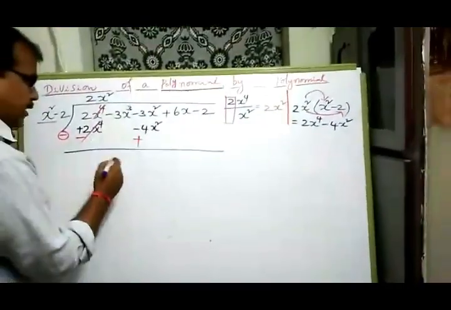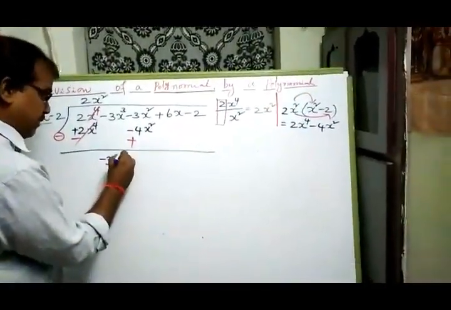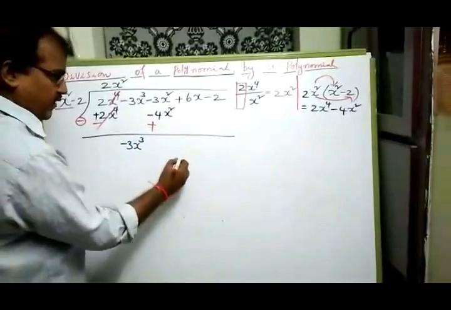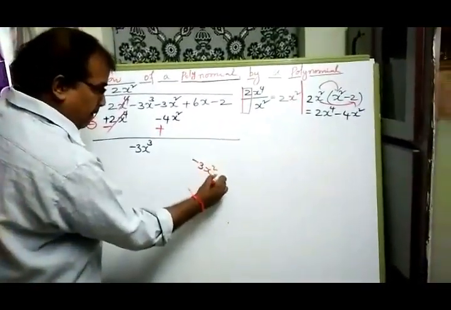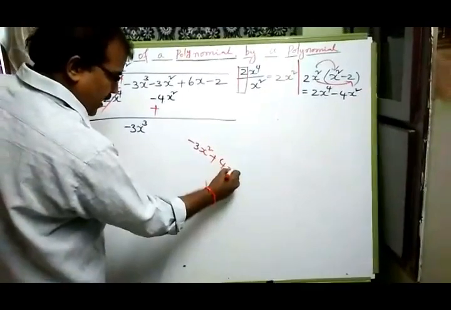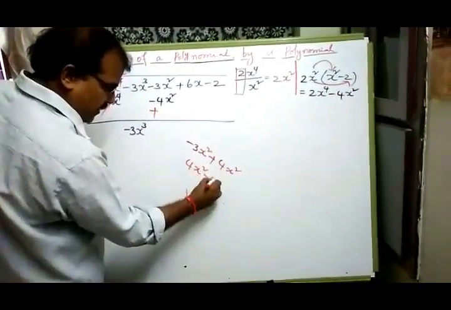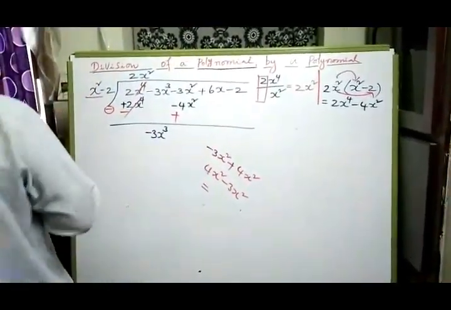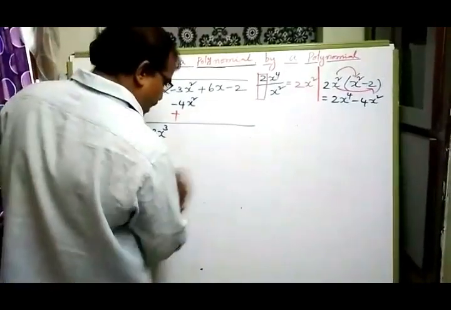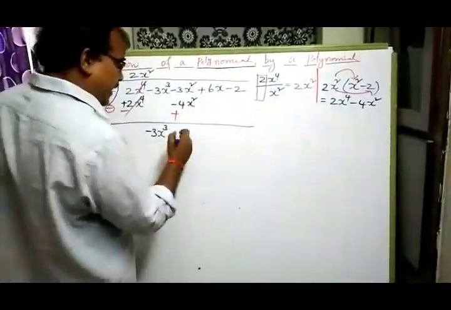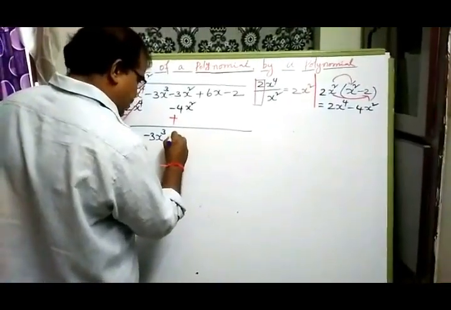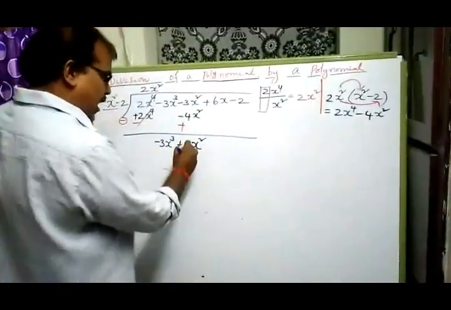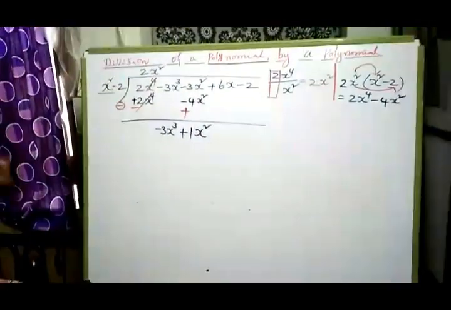Right, bring down this minus 3x cube. Now the next step is minus 3x square plus 4x square. That is nothing but 4x square minus 3x square, that is 4 minus 3 equal to 1. That's why 1x square. If you want, you can write only x square or plus 1x square also, no problem. This is the new dividend.